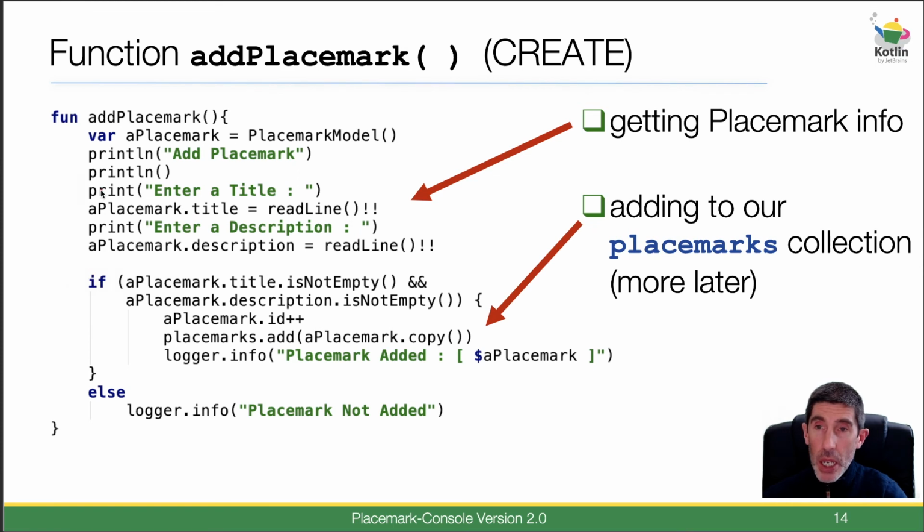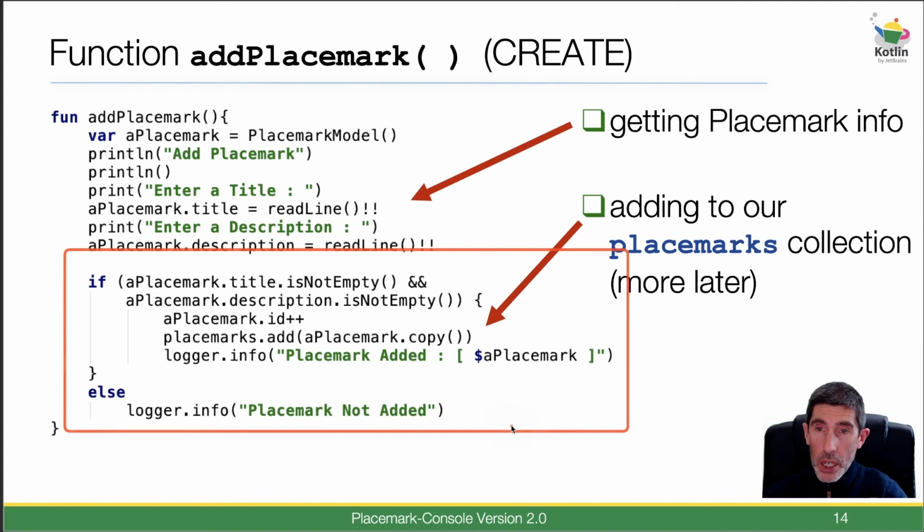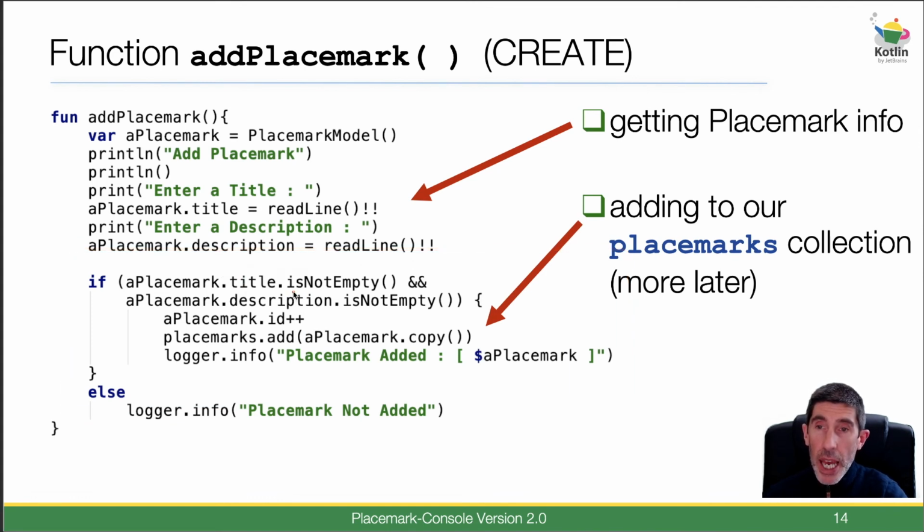Okay, so we're doing the same for both title and description. And notice we're assigning that directly to our placemark. So we're saying aPlacemark dot title is assigned the return value of readLine here. We're doing the same for the description, and then we do some simple validation on it. Okay, so we're checking to see if our title is not empty and our description is not empty. We update the ID. So this is very basic. We have no kind of auto increment number just yet. So we're just basically incrementing the ID of the placemark.